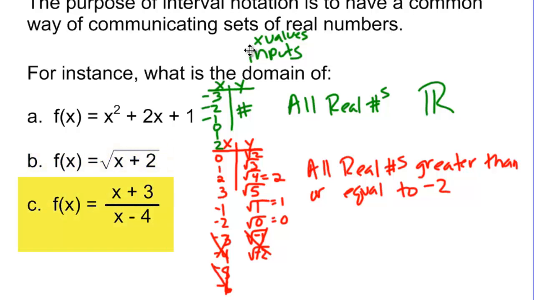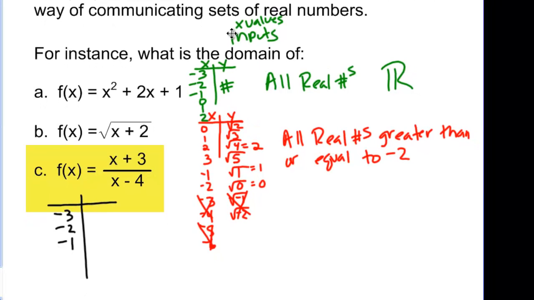Okay, on part C, if I would make an input-output chart for part C, numbers like -3 are going to work, -2 are going to work, -1 is going to work. If I put in -2, for instance, I would get 1 over -6. And so I would get a rational number as my output. 0 is going to work. 1's going to work. If I put 2 in, I get 5 over -2. Life is good. If I put in 3, I get 6 over -1. Life is good. But when I put in the number 4, I have an issue. I get 7 over 0.